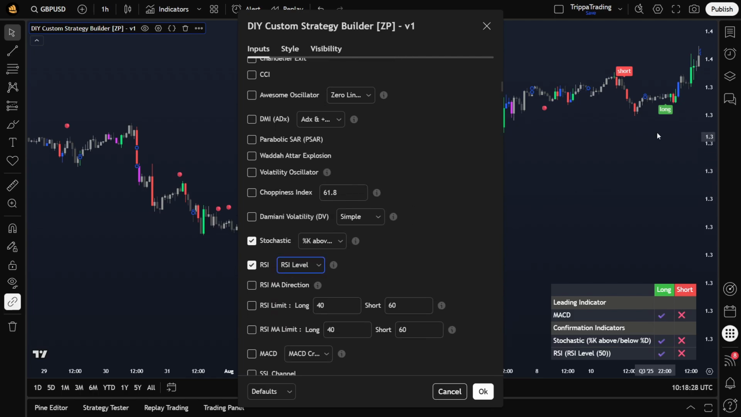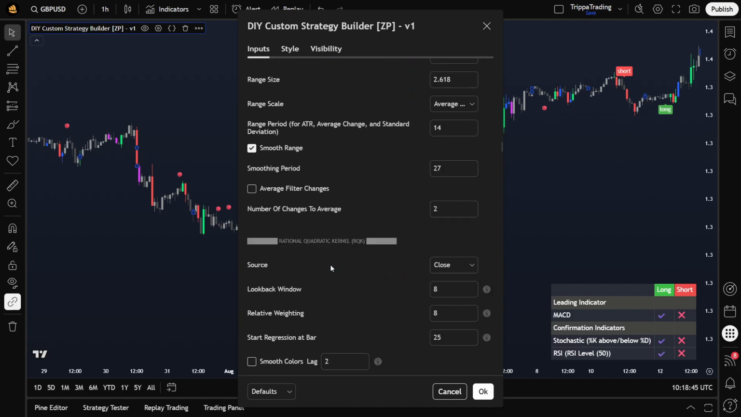Every time all 3 conditions line up, a signal is printed. A green arrow means buy, a red arrow means sell. The table updates to show MACD as the leading indicator and RSI and Stochastic as confirmations. And you'll see on the chart exactly where the system triggered buys and sells.